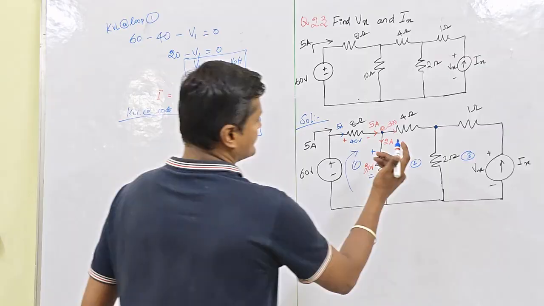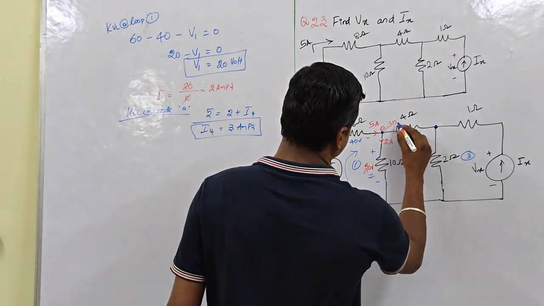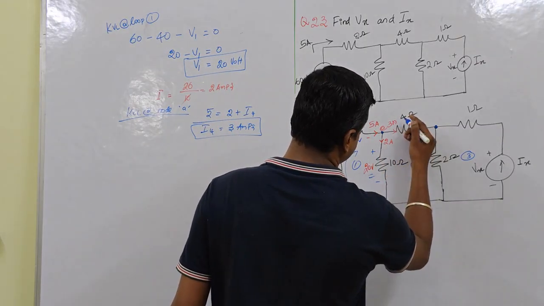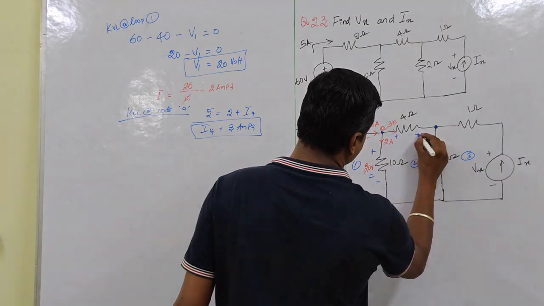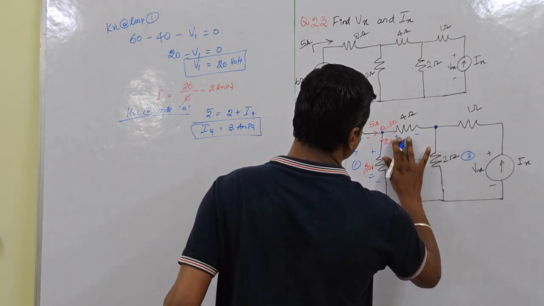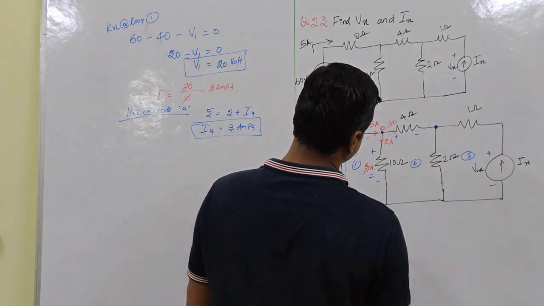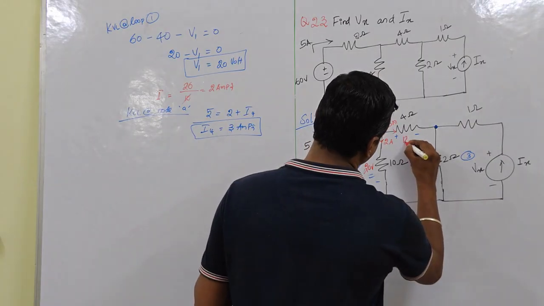So now we can find the voltage. What is the value of the voltage? So 3, what is the value of V? That is V plus and minus, this will be 12 volt. Okay? What is the voltage across this? That is 12 volt.